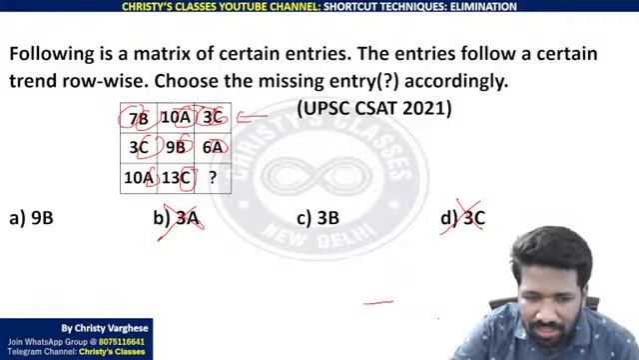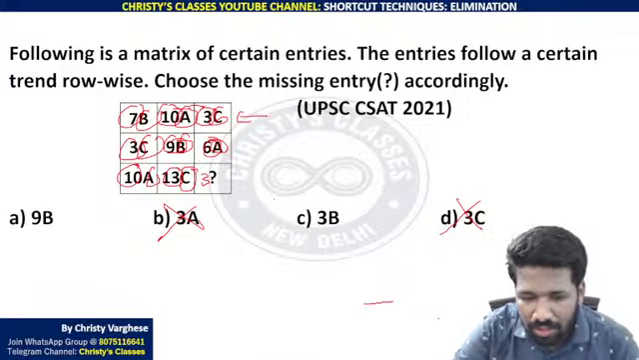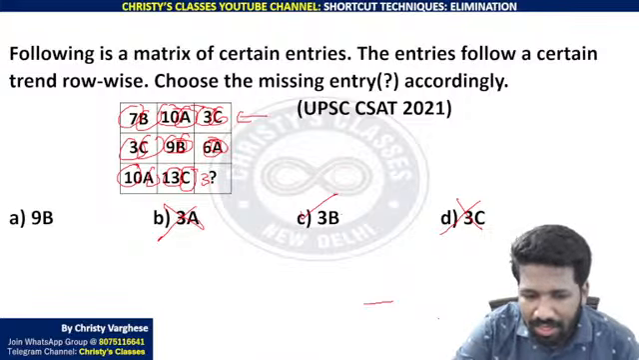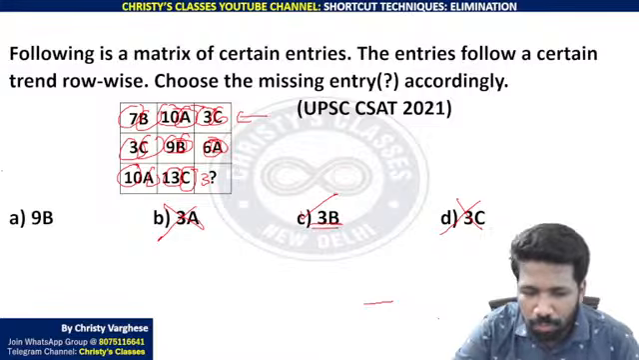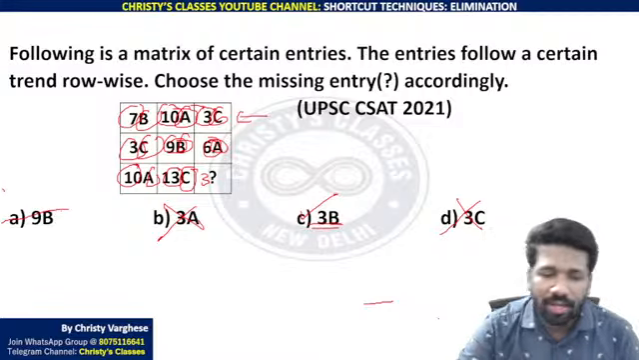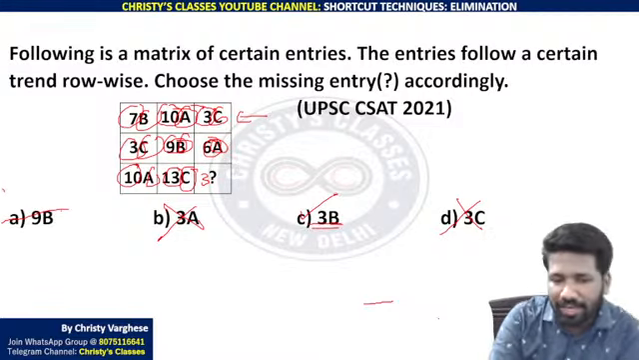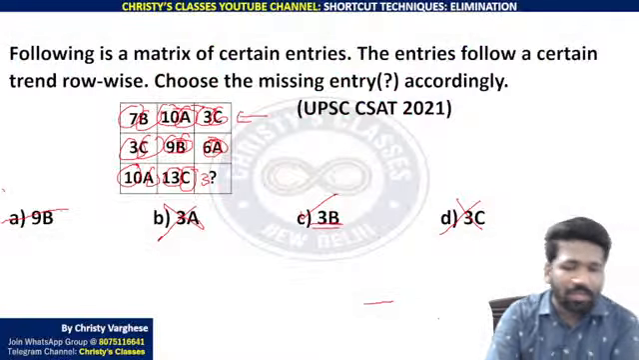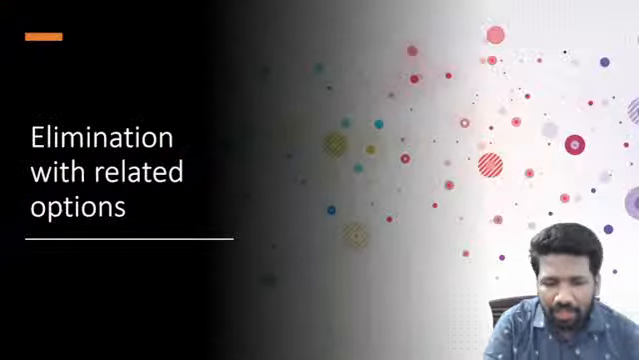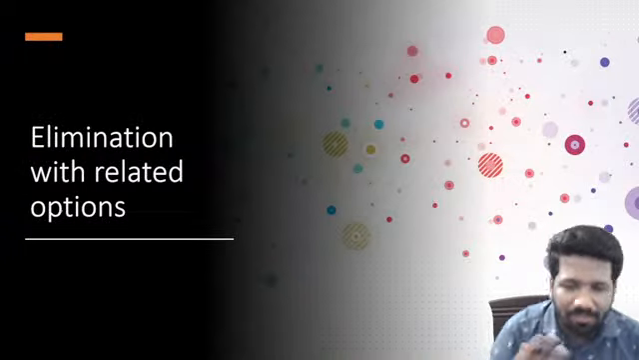7, 3. The sum of 7 and 3 is 10. 3, 6, the sum is 6. 10, 3, then only the sum will be 13. So it should be 3 and B. The only option matching 3 and B is option C. So there you have to analyze both the conditions, letters and numbers, simultaneously. So anyway, in the figure based question, I was emphasizing the possibility of elimination more.